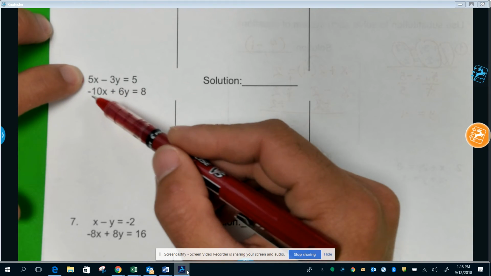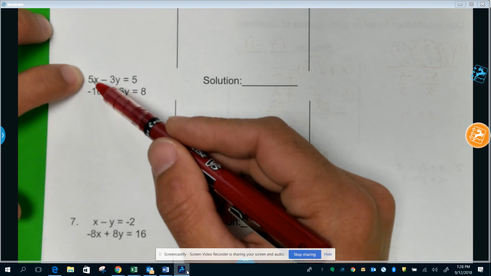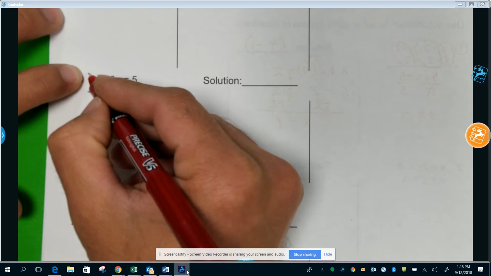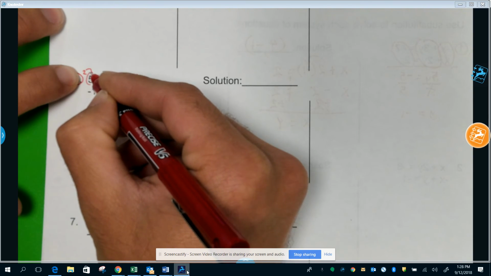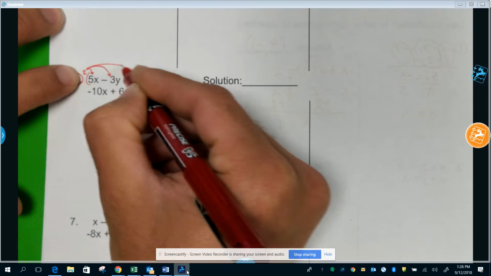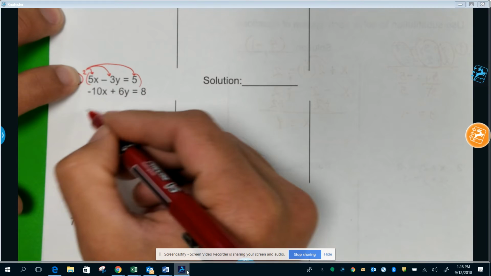So this is negative 10. How can I turn this 5 into a positive 10? By multiplying it by 2. But I can't just multiply one of the guys by 2. I have to multiply every term in there by 2. And I'm going to write it on the bottom.